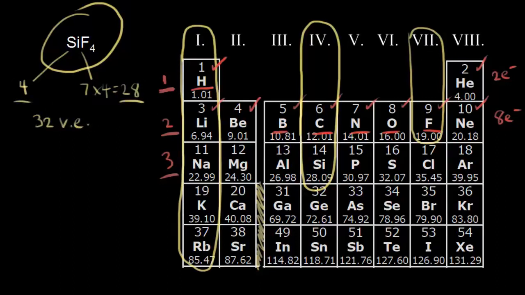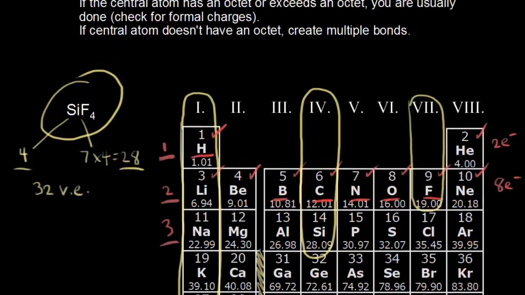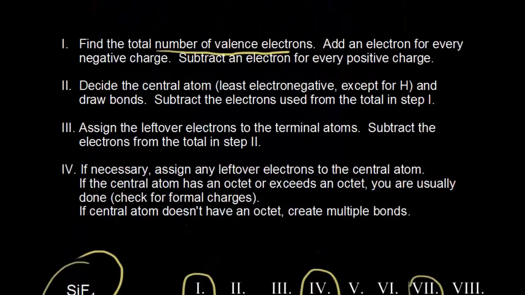So let's go ahead and move on to the next step. Let's go back up here and look at our guidelines. We figured out how many valence electrons we need to account for in our dot structure.